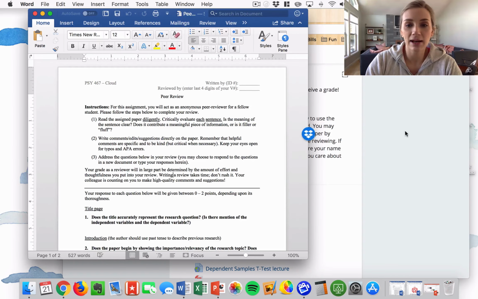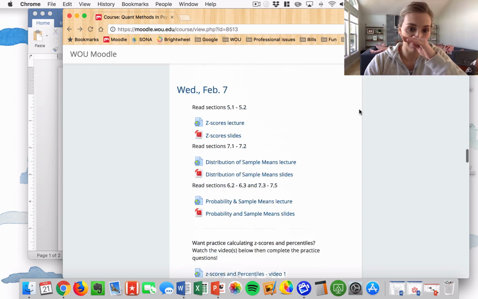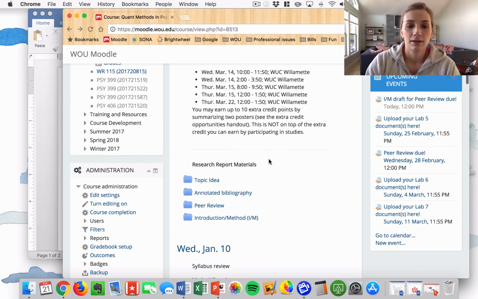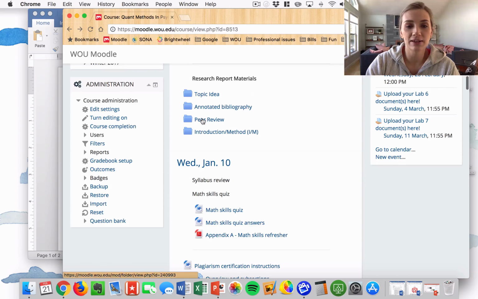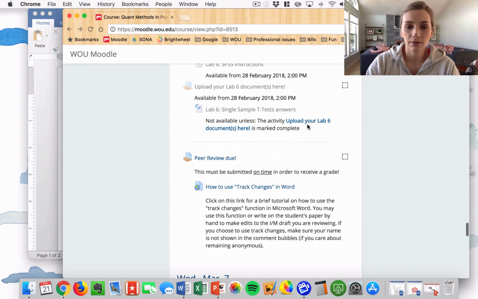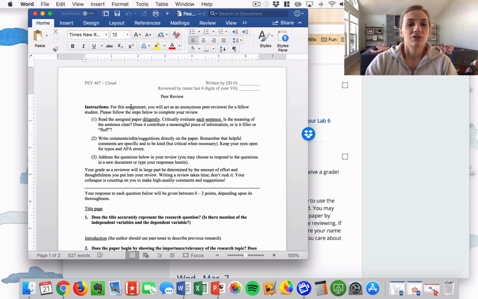Okay, so here they are, and you can find these instructions at the top of our Moodle page under Research Report Materials and then the Peer Review folder. For this assignment, it's worth 30 points, which is a pretty big chunk of your grade, relatively speaking. You're going to act as an anonymous peer reviewer for a fellow student. And this is a process that we researchers do in the real world all the time.